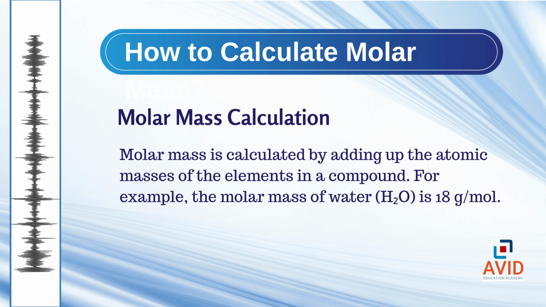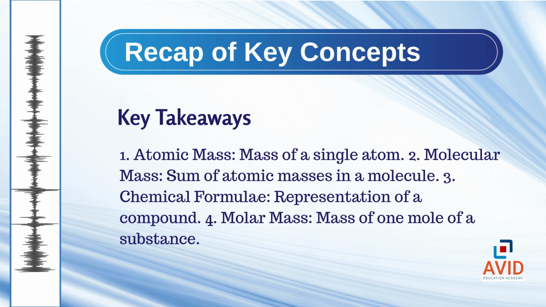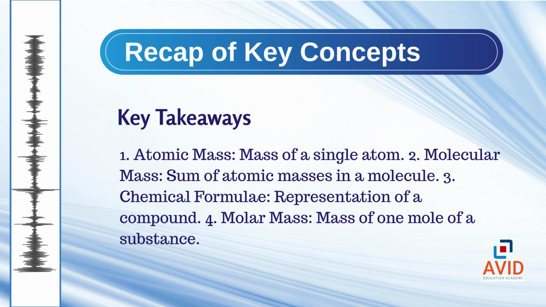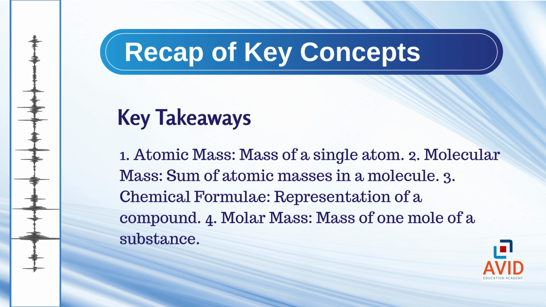Now let's recap what we've learned today. Atomic mass, the mass of a single atom of an element measured in atomic mass units, AMU. Molecular mass, the sum of the atomic masses of all the atoms in a molecule. Chemical formulae, the representation of a compound using the symbols of elements and their proportions. Molar mass, the mass of 1 mole of a substance calculated by adding up the atomic masses.